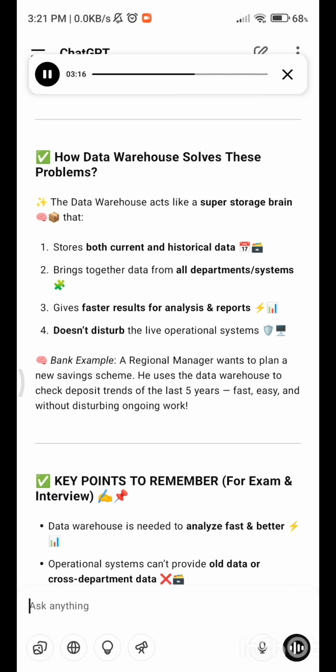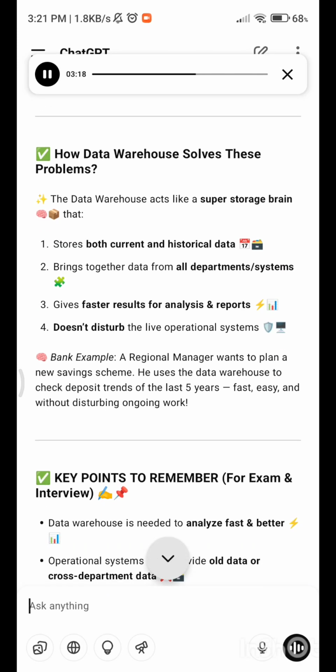How does a data warehouse solve these problems? The data warehouse acts like a super storage brain that: 1. Stores both current and historical data. 2. Brings together data from all department systems. 3. Gives faster results for analysis and reports. 4. Doesn't disturb the live operational systems.